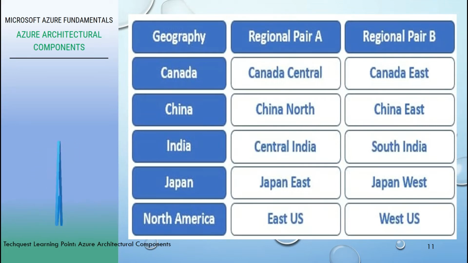A regional pair consists of two regions within the same geography. However, there is one exception to this. Brazil South region is paired with South Central US region, which obviously is outside of Brazil's geography.